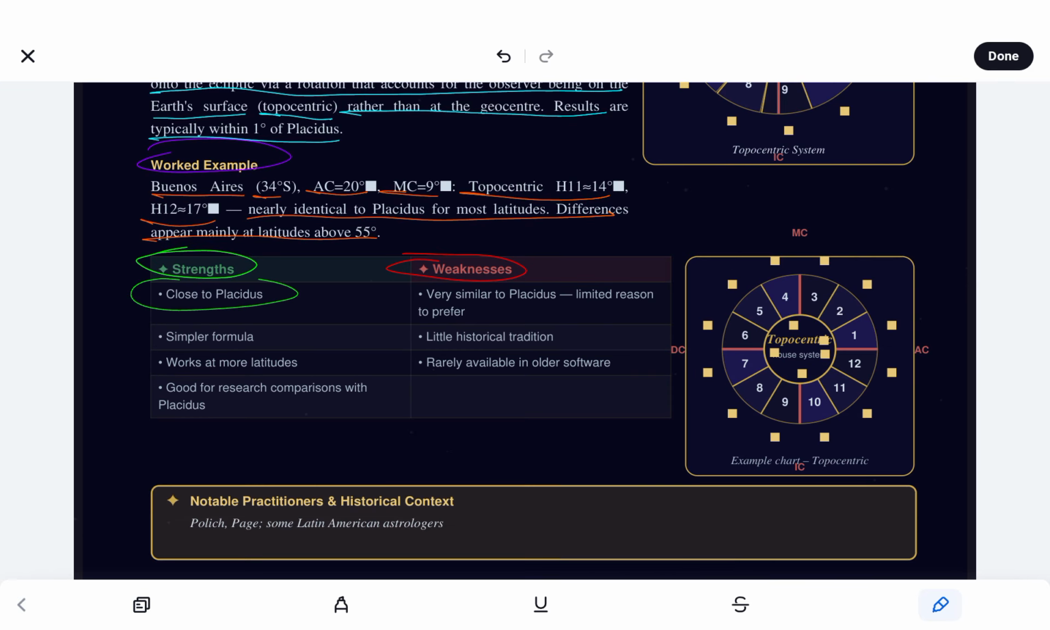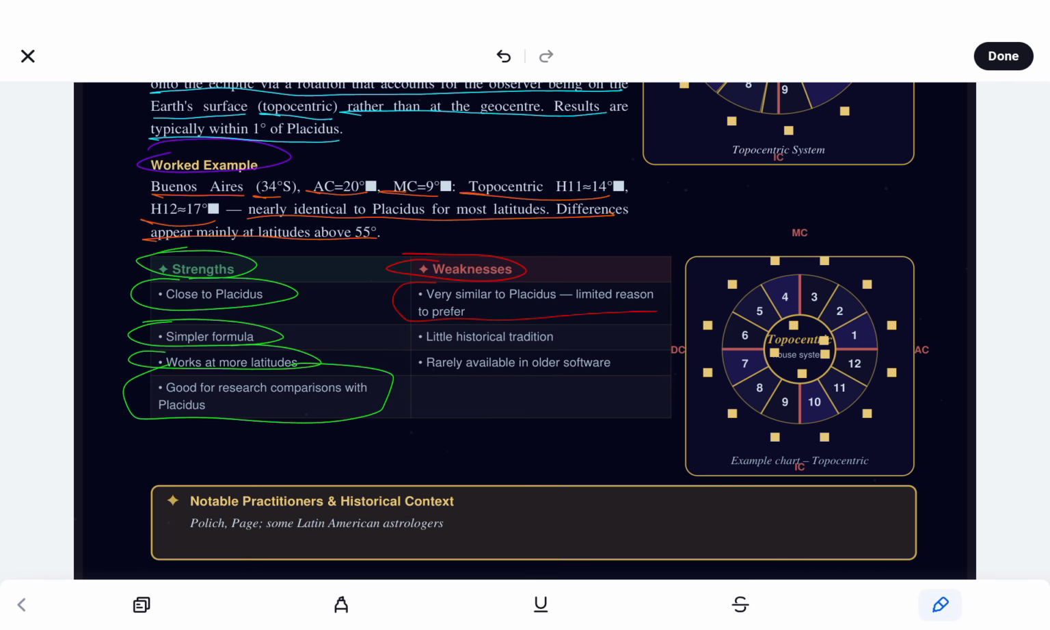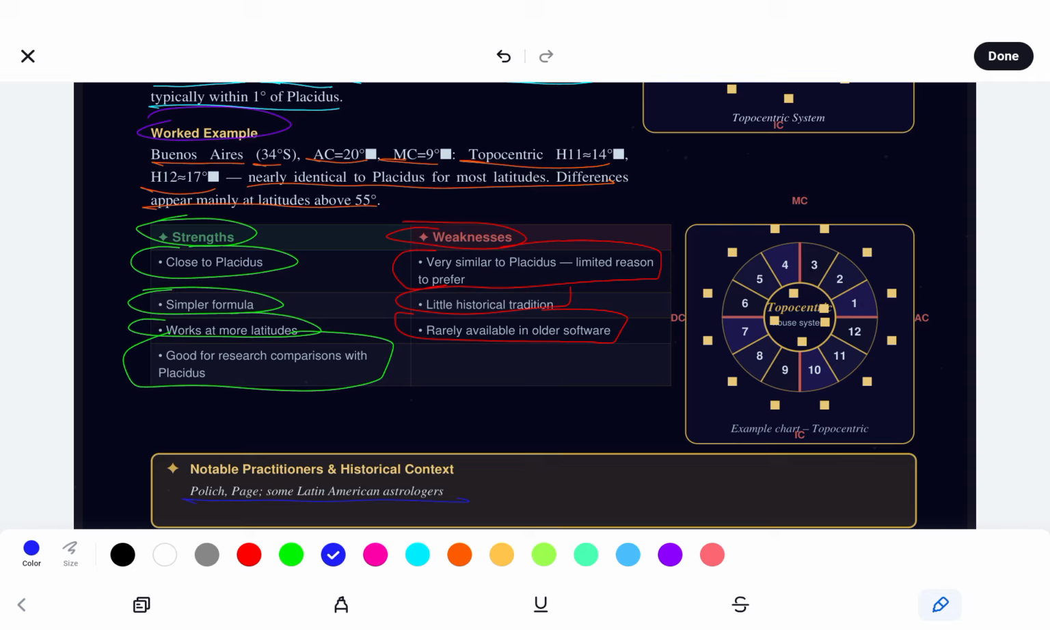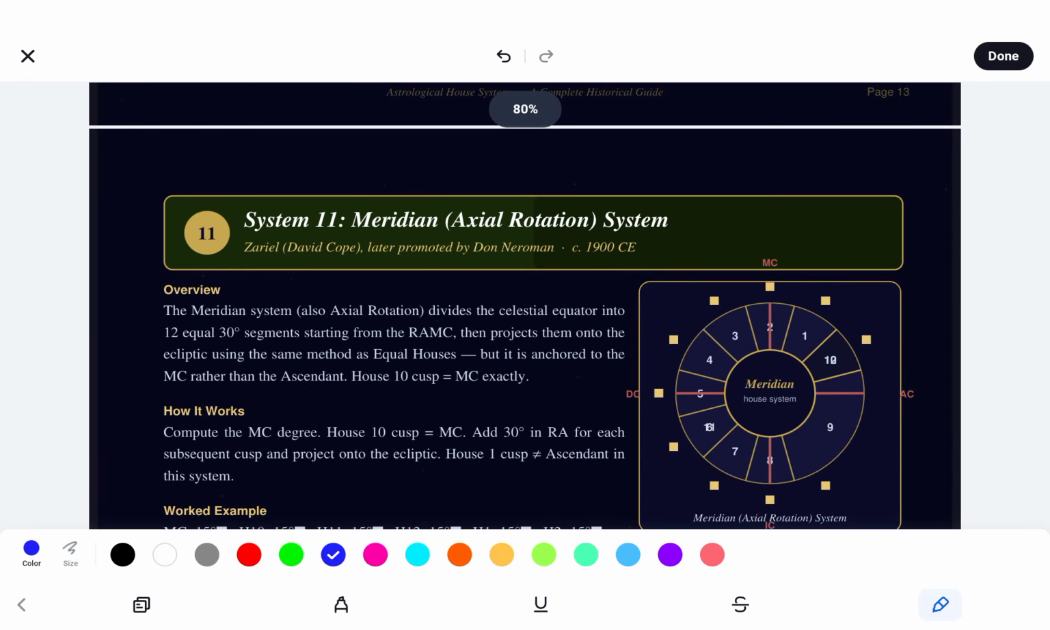The strengths are close to Placidus, simpler formula, works at more latitudes, good for research comparisons with Placidus. However, it's very similar to Placidus, limited reason to prefer, little historical tradition, and rarely available in older software. Primarily used by Polich-Page and some Latin American astrologers.